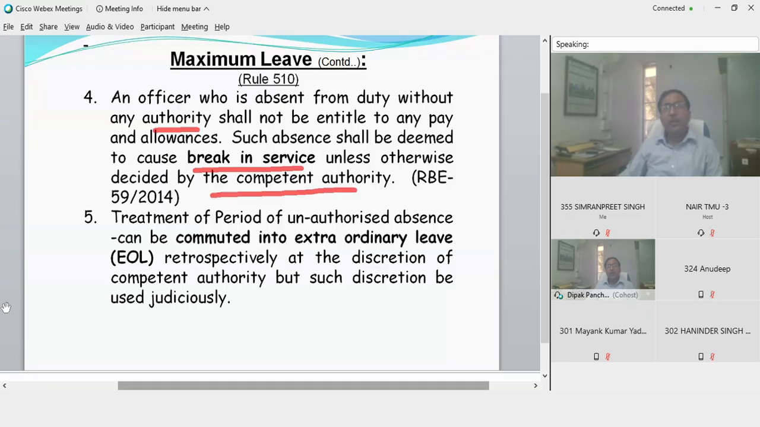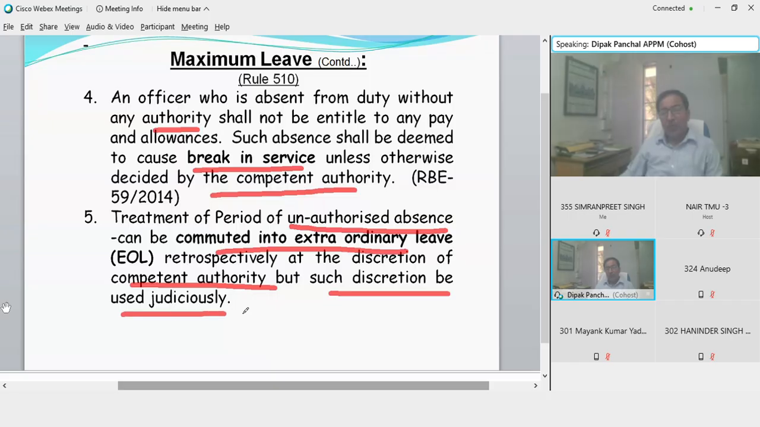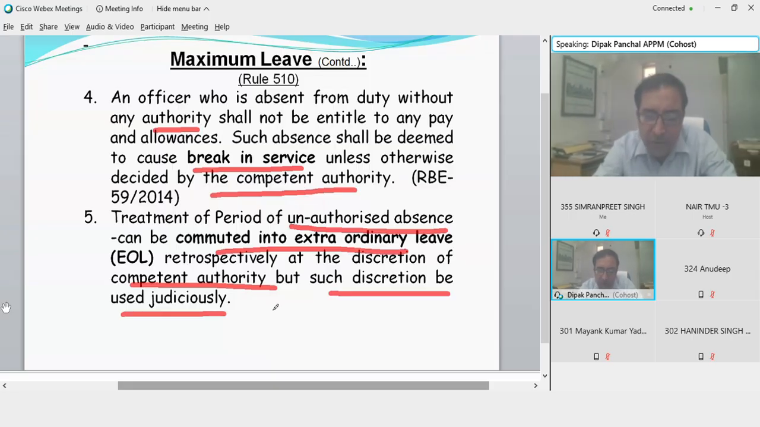One more important point to note is that whenever there is an unauthorized absence, it can be commuted into extraordinary leave, that is without pay, EOL, but it requires to be sanctioned by the competent authority. Secondly, it has been mentioned that such discretion should be used judiciously. Not only at this point, I would rather advise you that leave should not only be sanctioned judiciously, it should be availed judiciously.